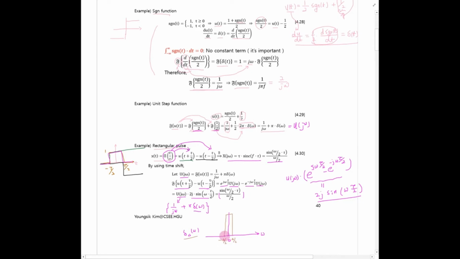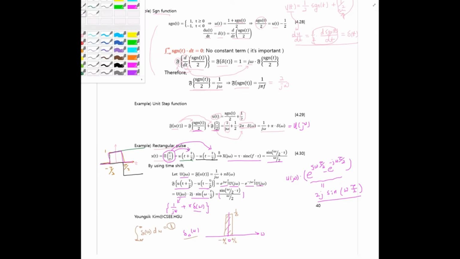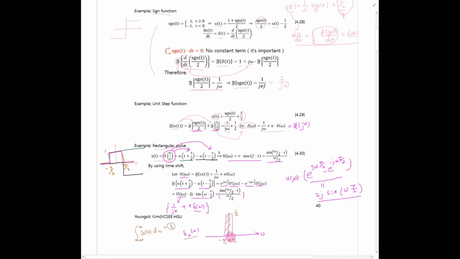So this width is delta, the height is 1 over delta, then the area is 1. It satisfies the integral of delta(omega) d omega from minus infinity to infinity equals 1. So the area is unit, so this area is 1. But what about these sine terms? For the sine term, in the very short period of time, this delta is very small. We need to take delta approaching 0.